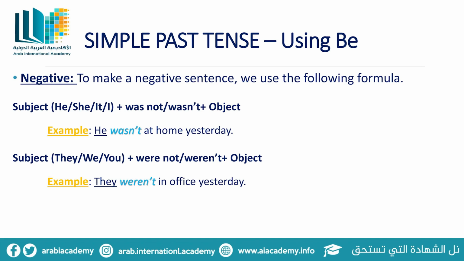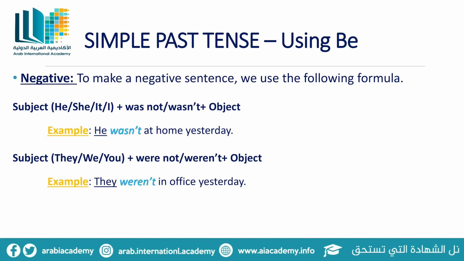In order to make a negative sentence in the simple past tense using the verb to be, we use the following formula. If the subject is he, she, it, or I, we add not to the verb to be, which is was, then we add the object. So the negative sentence will be subject, he, she, it, or I, plus was not, plus the object.